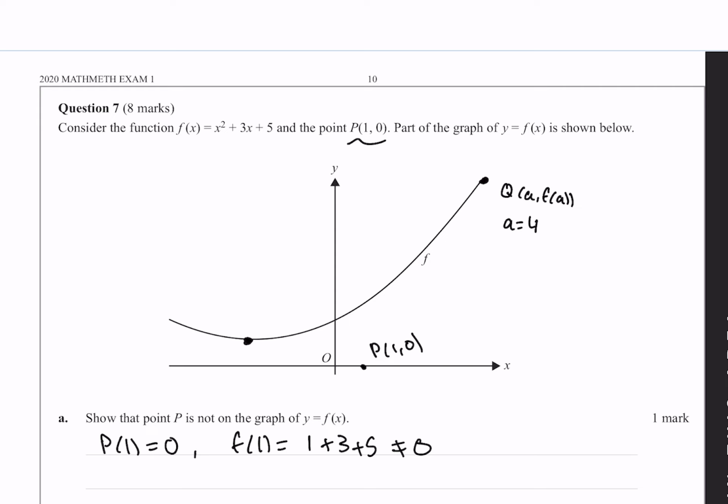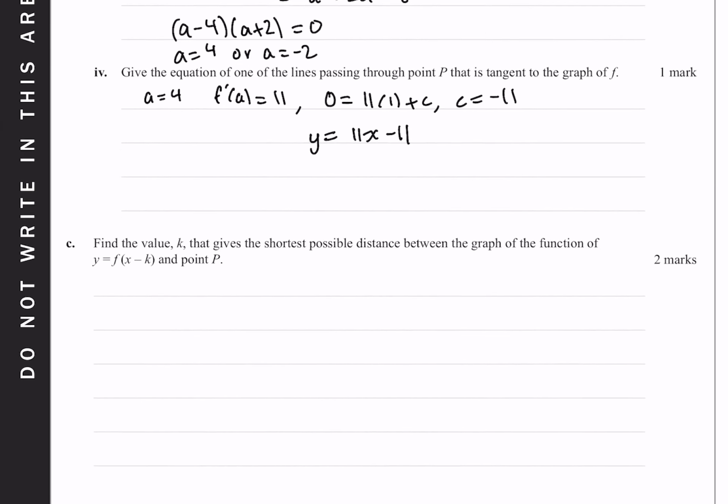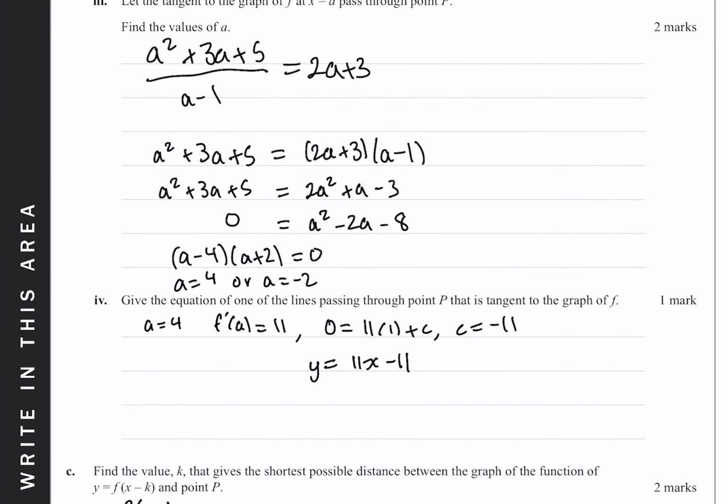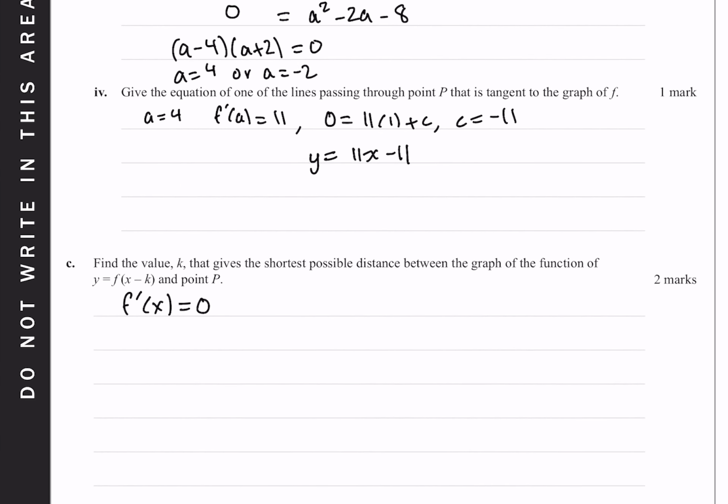So what I'm showing here is that the minimum distance will be given if you translate it so that the minimum turning point of f of x is directly above the point P. And so you have to find out what the x coordinate of the minimum is.